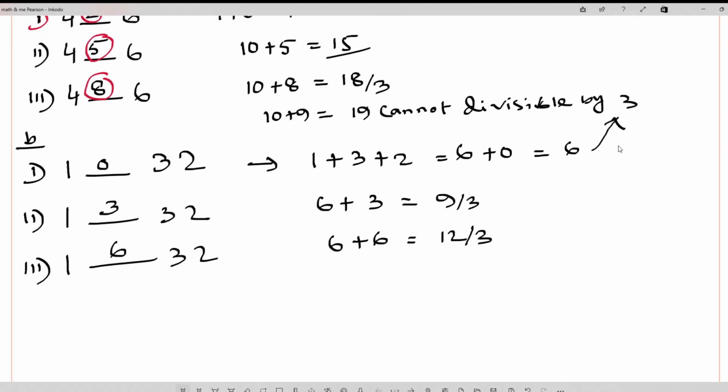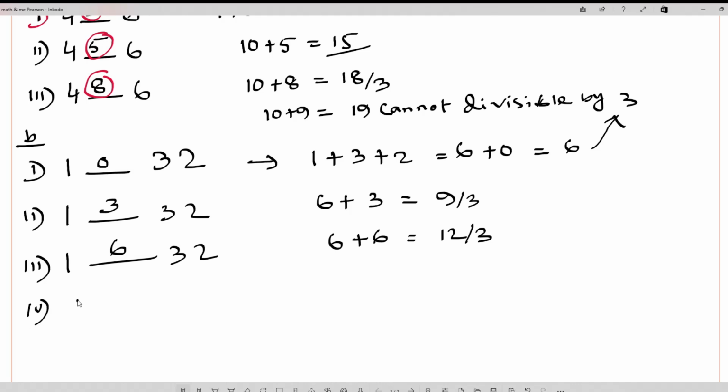Okay, another one, 1 dash 3 2. 6 plus, if we add 7, 7 plus 6 is 13. 13 cannot be divisible by 3, but if we put 9, 9 plus 6 means 15. 15 is divisible by 3, so we can put here 9.